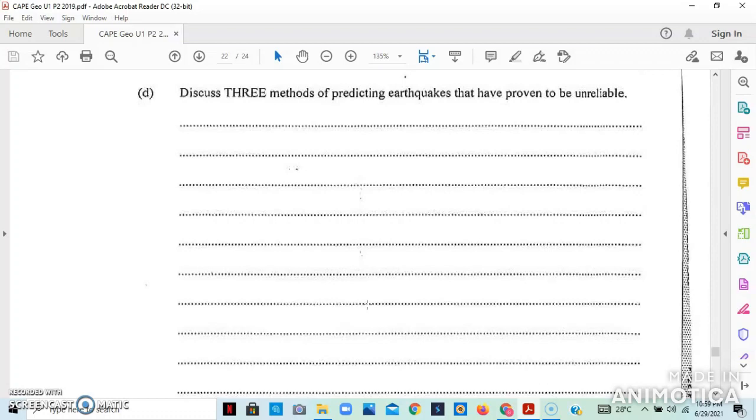There are also the earthquake lights, and these are basically lights that come from the ground. This is definitely not effective. These are just some things that they are still working on.